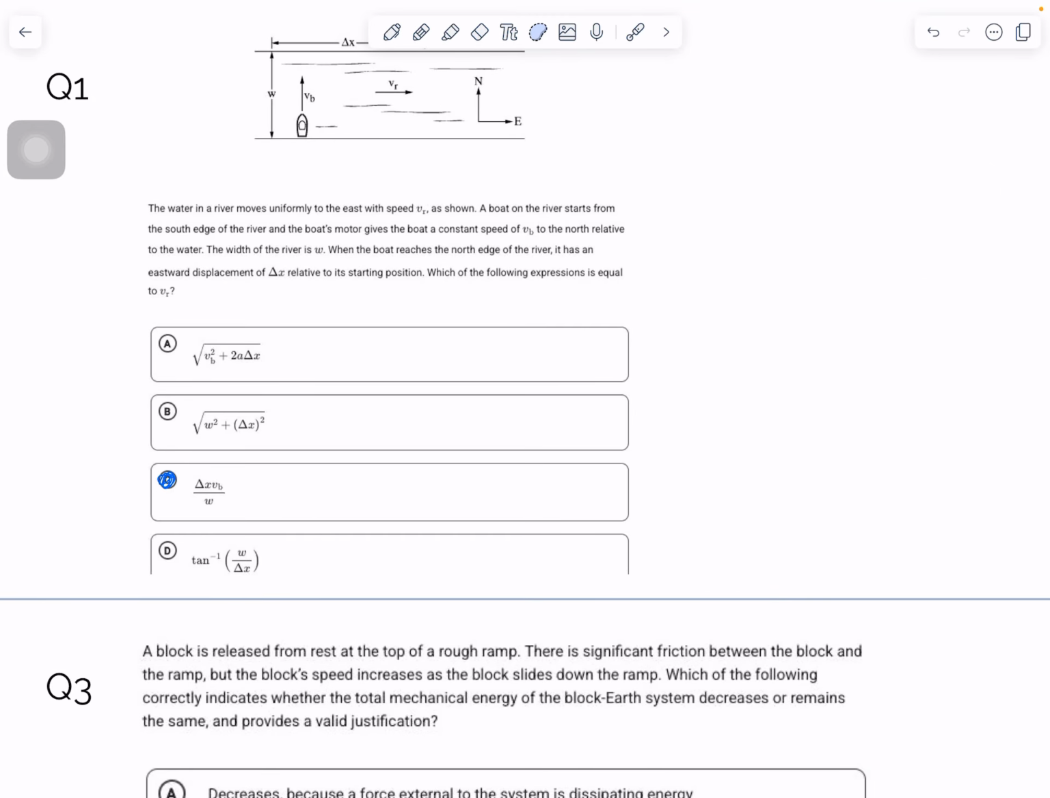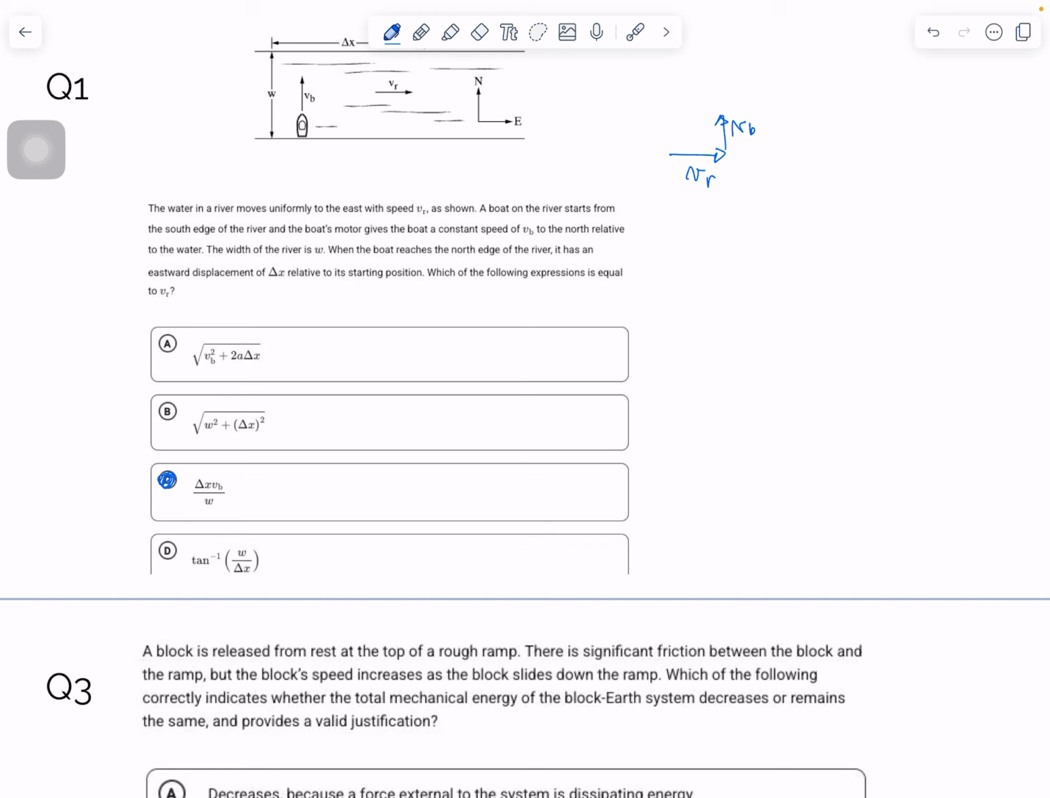Okay, so question one, I'm going to model kind of the writing that I expect to see when you complete the work that you're going to turn in for AP Classroom stuff. So water in a river moves uniformly to the east with speed VR. So I've got VR. Boat on the river starts from the south edge and the boat's motor gives the boat a constant speed of VB. So this sounds like it's going to be a relative motion problem, so I'm going to do that.